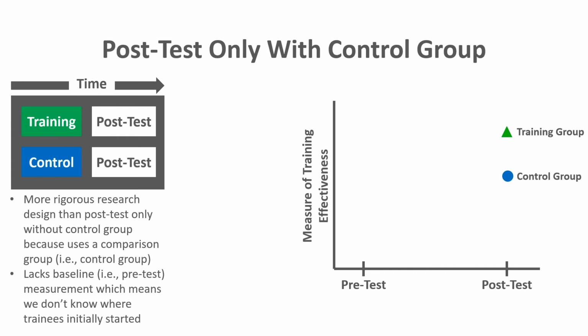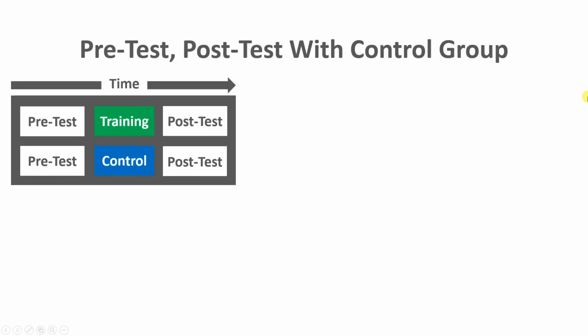So a post-test only with control group design tends to be a more rigorous research design than a post-test only without control group design, because it does use a comparison group, and that is your control group. So we have a reference point here. We have a reference group. However, it does lack a baseline or a pre-test measurement, which means we don't know where the trainees initially started, as I mentioned before.